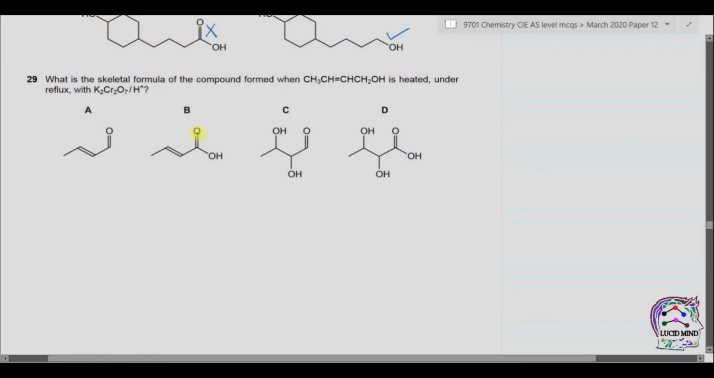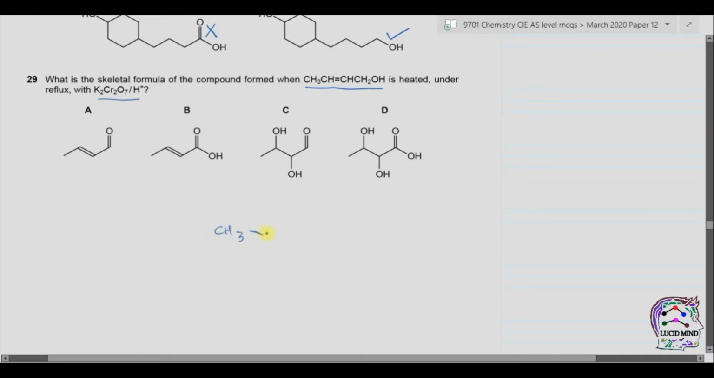Question number 29. What is the skeletal formula of the compound formed when this compound is heated under reflux with potassium dichromate in the presence of acid? So let's see what they have given to us.